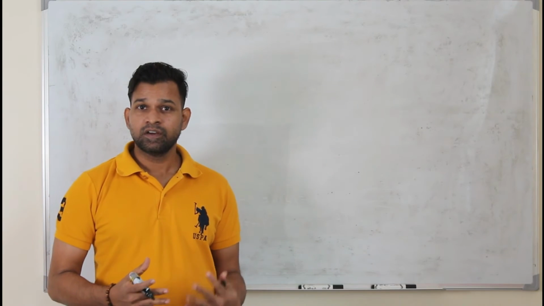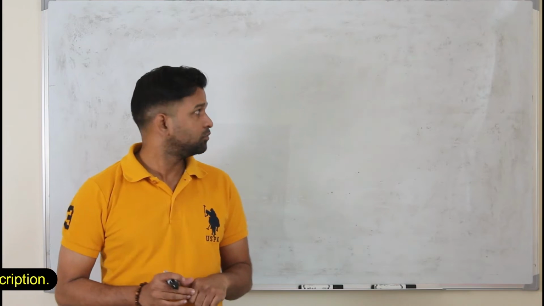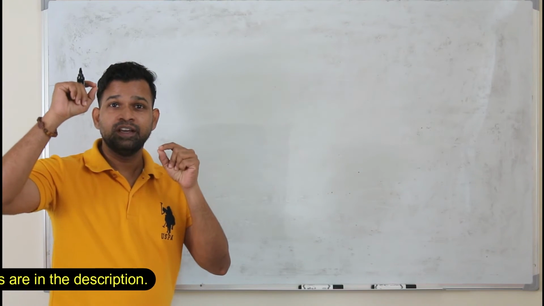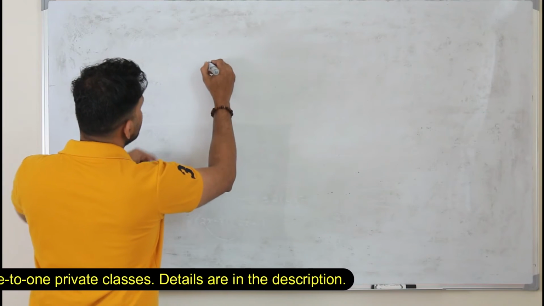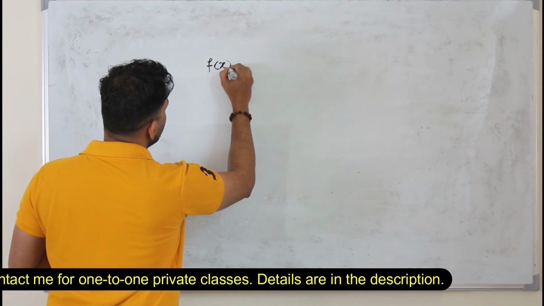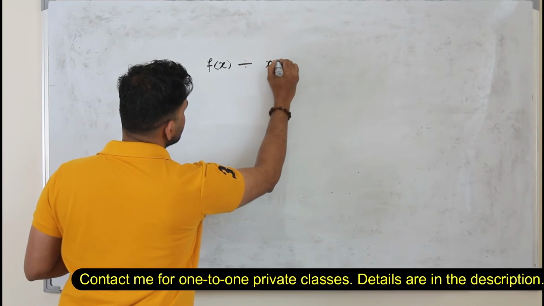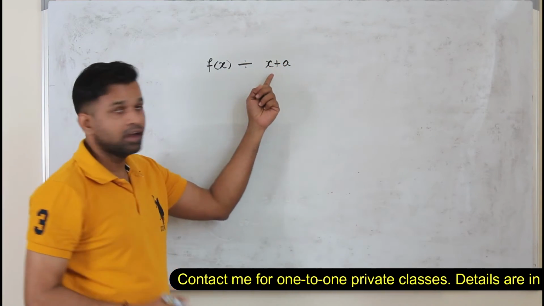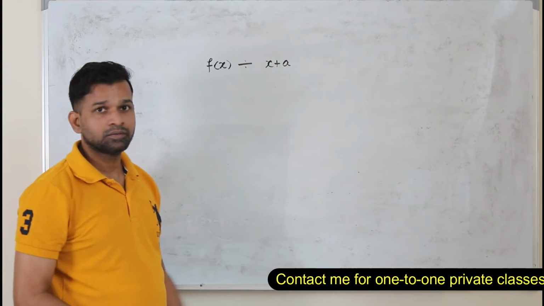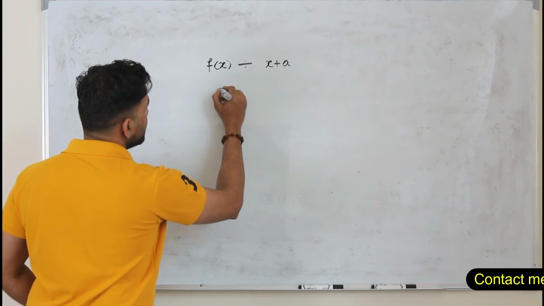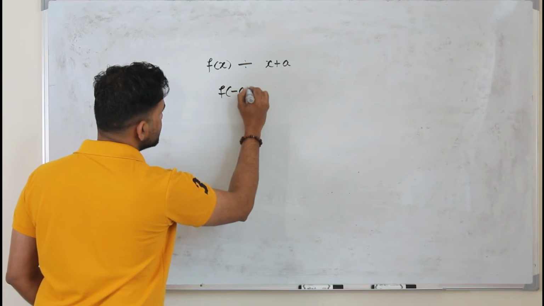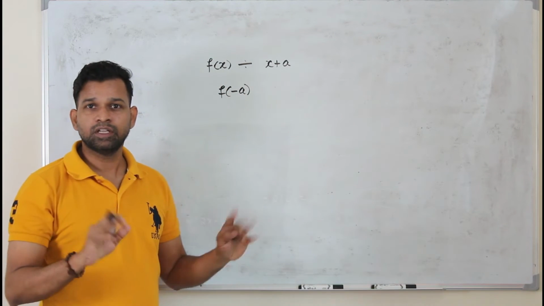Now the next thing we are going to learn is the remainder theorem. There is a slight difference between the factor theorem and the remainder theorem. Let's say you are dividing a polynomial by x plus a. This may or may not be a factor of this function. The remainder will be f of minus a. That's the remainder theorem, that's all.